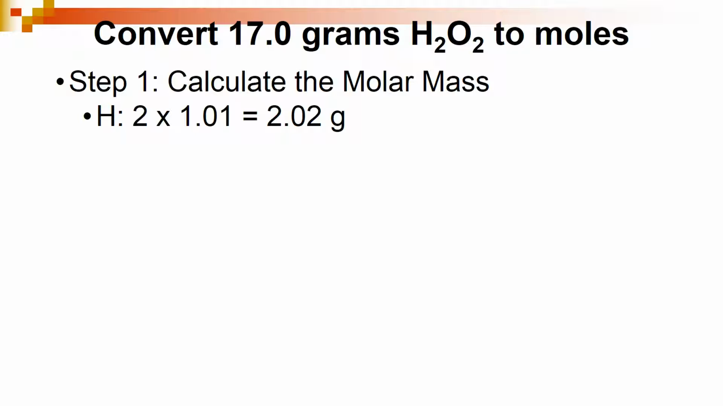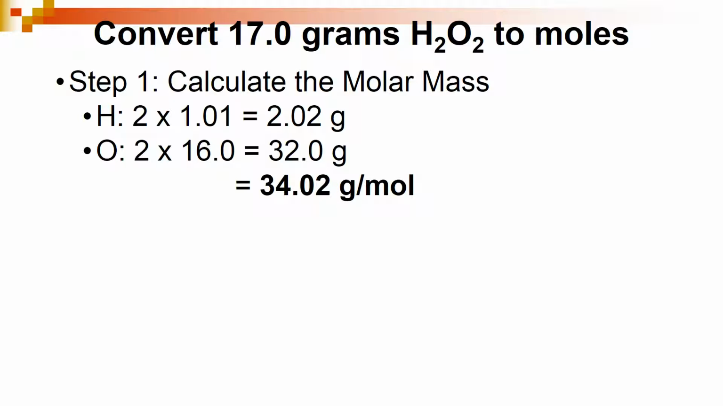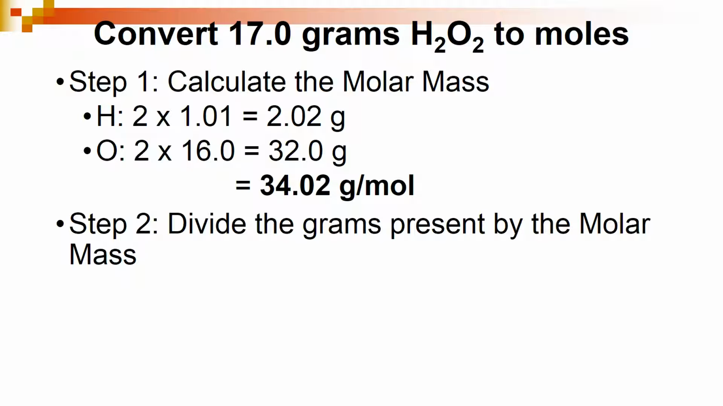We have 2 hydrogens that each have a molar mass of 1.01, so the total molar mass for hydrogen here is 2.02 grams. We have 2 oxygens that each have a mass of 16.0 to give us 32.0 grams. So when we add 2.02 to 32.0, this gives us the molar mass of hydrogen peroxide, which is 34.02 grams per mole. Next, we're going to divide the grams present by the molar mass.